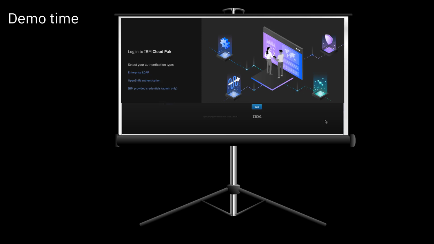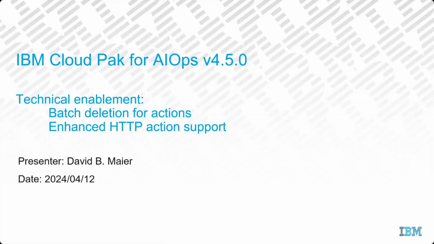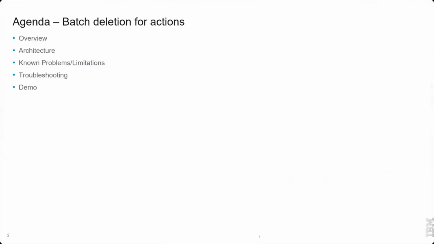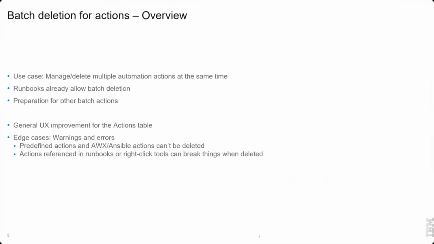Okay, so I have 2 topics with me today, both of them revolving around automation actions in AIOps. One of them is batch deletion for actions, the other one being enhanced HTTP action support. I'll go through the simpler one first and the more complex one later. The simpler one is the batch deletion for actions. This sounds like a pretty simple feature. There's some pitfalls though. So just some general overview.